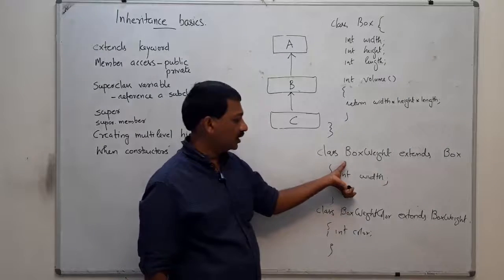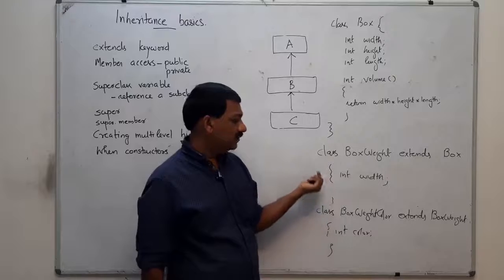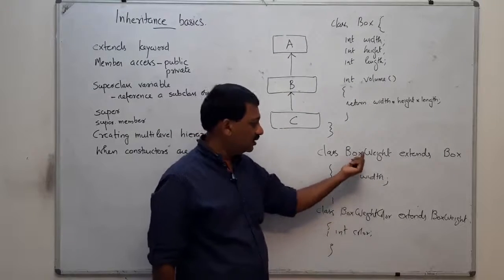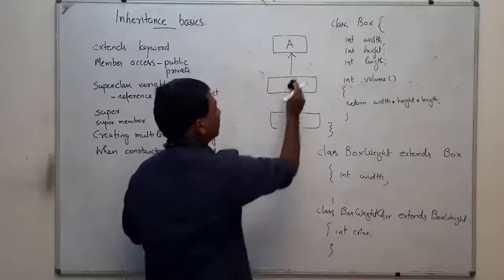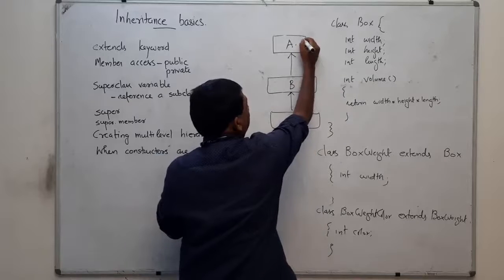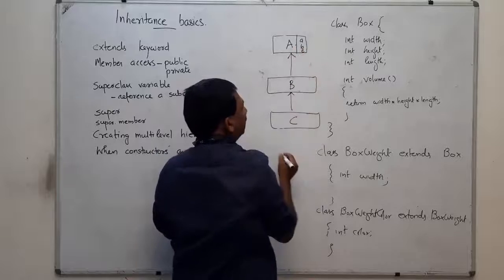And now we are going to create an object of BoxWeight, and in that BoxWeight, if you are using width, what will happen? It is referencing only this one. That means, suppose that here you have variables A, B and C. These are the variables in A.